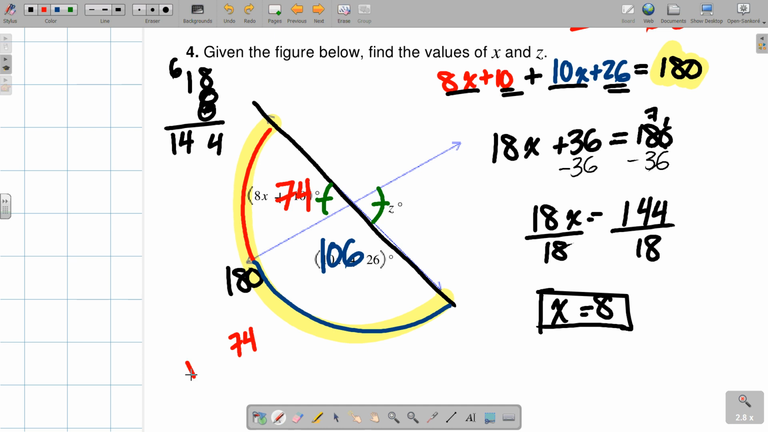74 plus 106, and we get 180. That's how we know we're correct. So our x here is 8. And then our z is going to be the exact same thing. What's right across it? That means your z here would be 74.